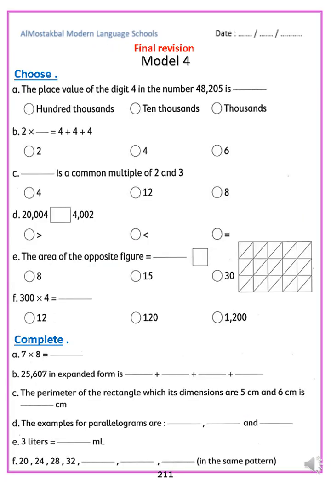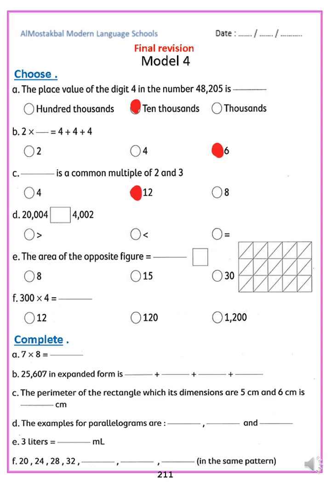Model 4. Choose the place value of the digit 4 in the number 48,205 is 10,000. The next question, 2 by what equals 4 plus 4 plus 4. 4 plus 4 plus 4 equals 12. So 2 by 6 equals 12. The next question. Space is a common multiple of 2 and 3. 12.